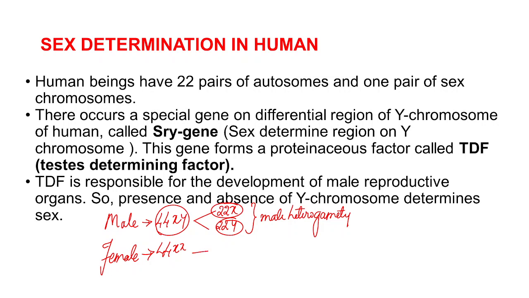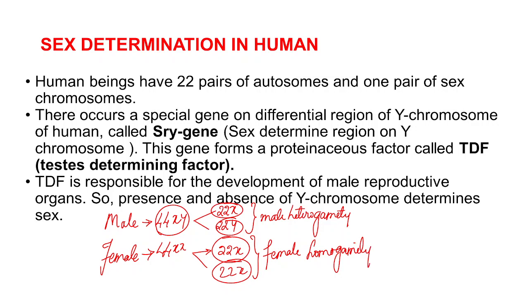And females will produce only one type of gamete, that is 22X and 22X, right. So, that is why this condition in which the female can produce only one type of gamete is called as female homogamety. Okay, that is called as female homogamety. Clear? Male heterogamety and female homogamety, right.